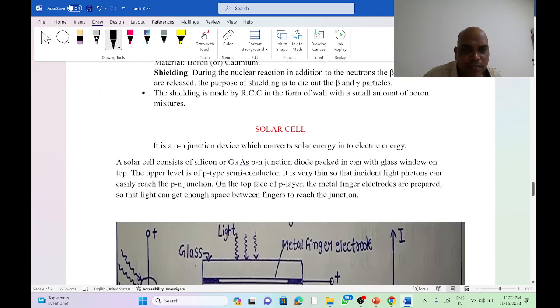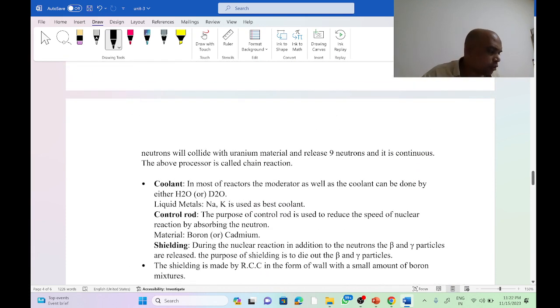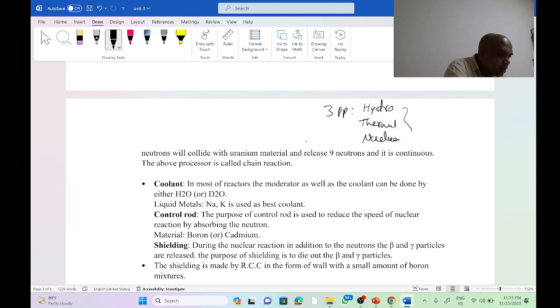So these three power plants are called, what are those three power plants? Hydro, thermal and nuclear. These three power plants are called conventional power sources. Conventional power plants.